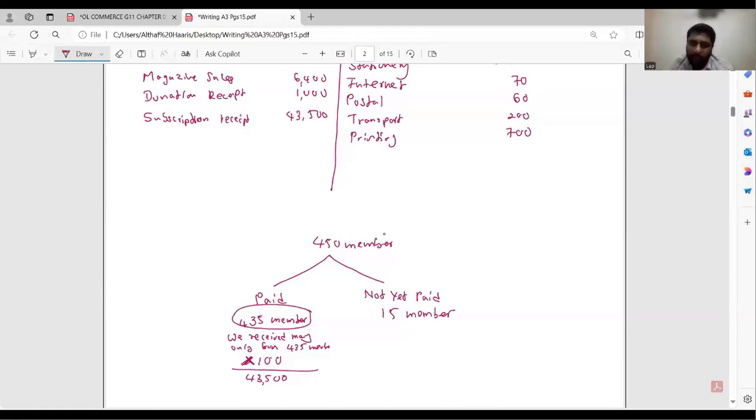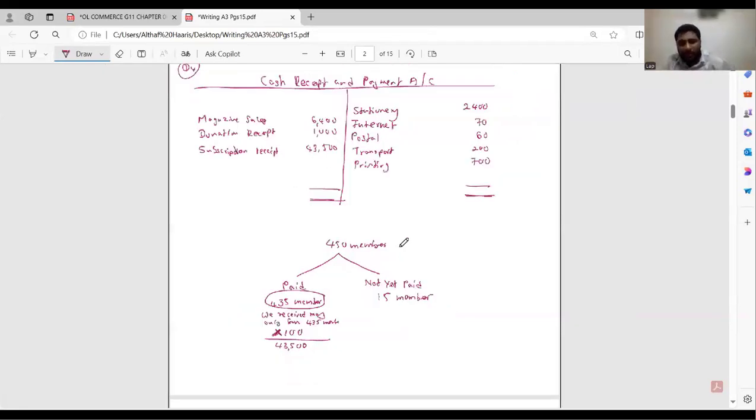So you write down this working and balance the accounts below. Write down the working. This working is important. So what's the total? 6,400 plus 1,000 plus 43,500, 50,900. Balance CD, balance BF.